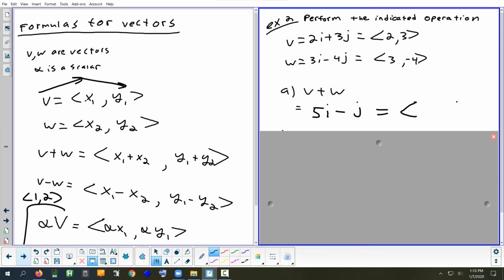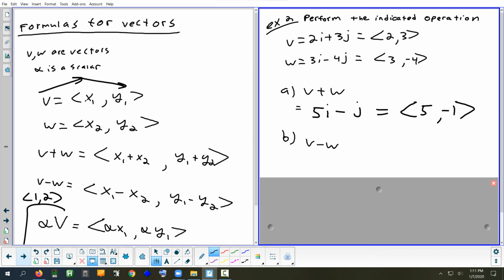Now, what would that be the same as writing if you did it with the brackets? What would go inside there? Yep. 5, -1. Both notations are correct. Which one will you see on the test? Probably both. But it's really not that hard. If you can write one, you can write the other. Right, so that's adding two vectors.